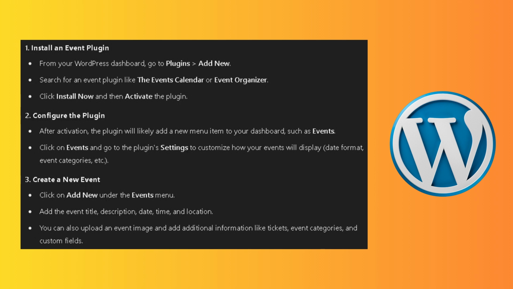First, install an event plugin. From your WordPress dashboard, go to Plugins and click Add New. Search for an event plugin like The Events Calendar or Event Organizer. Click Install Now, then activate the plugin.